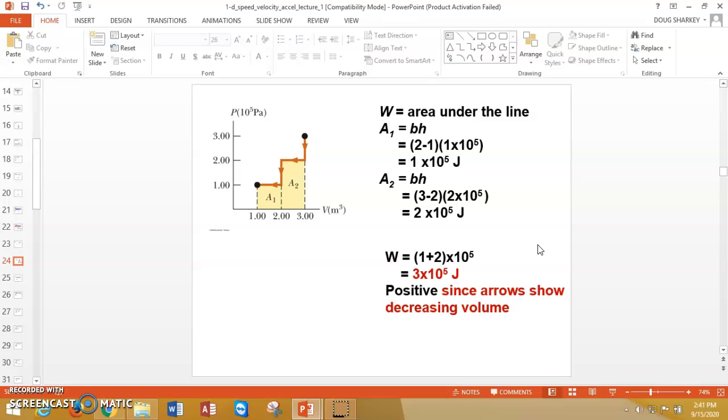Another example here, area under these lines. Remember, if you have a vertical line, there is no area under that curve, so there is no work. So there's only work from here to here, and there's work from here to here. You can break these up into two little rectangles, add them up. Since it looks like we are going from right to left, we're going to get a positive work.